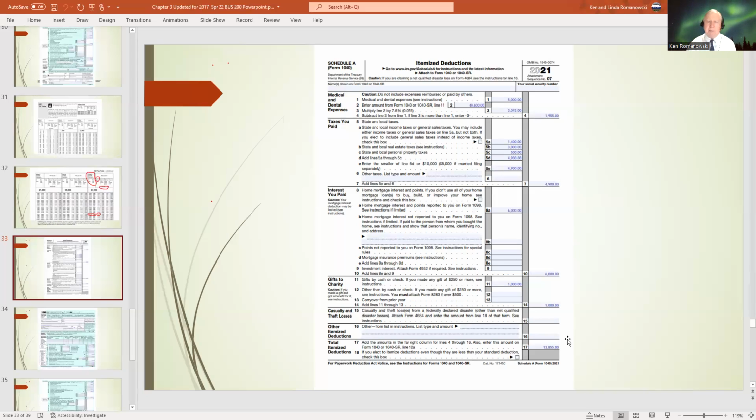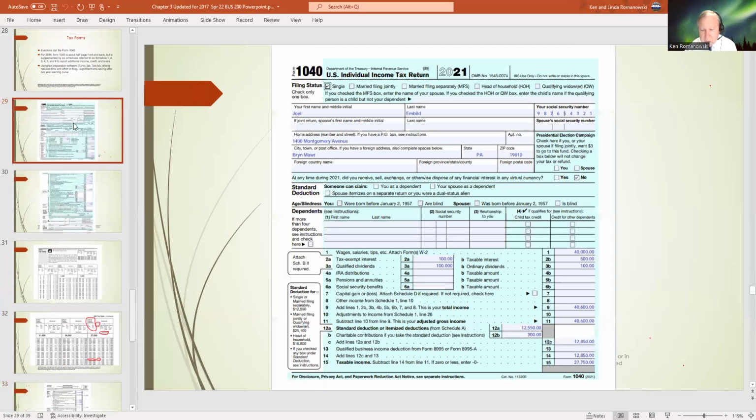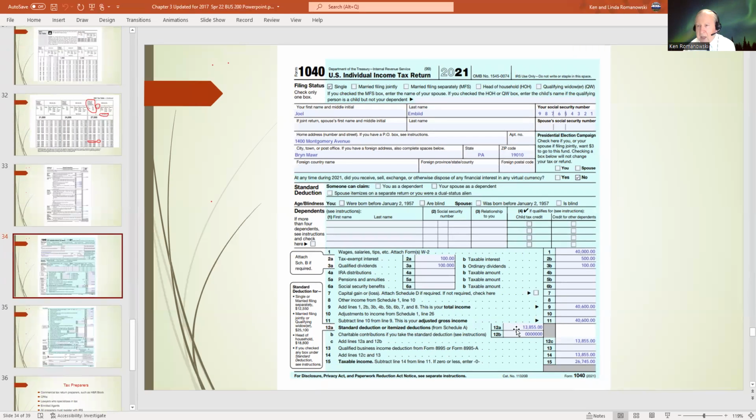So in this example, his itemized deductions of $13,855 are larger than what his standard deduction was. And you'll recall that his standard deduction, going back to the first example, was $12,550, but his itemized deduction is $13,855. So you deduct the higher of the two numbers. All right, now, does that make a difference?